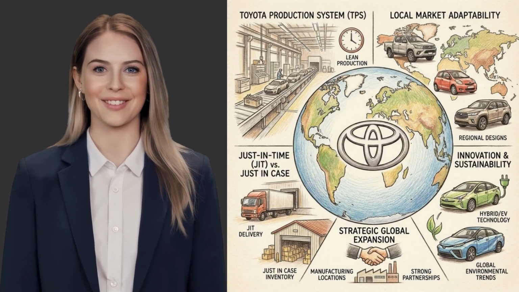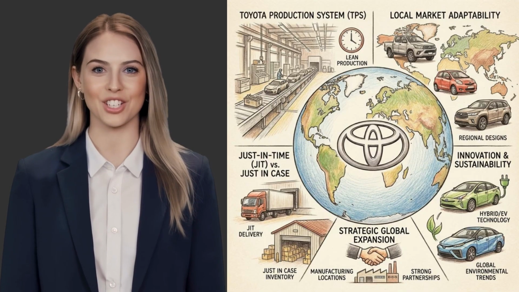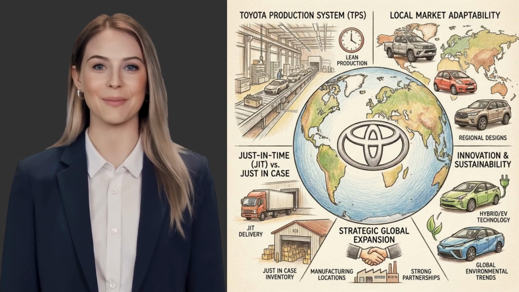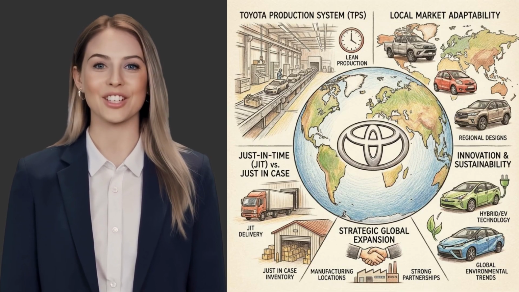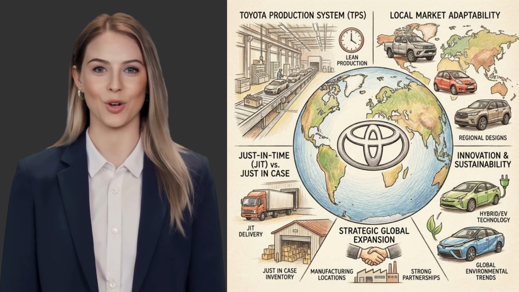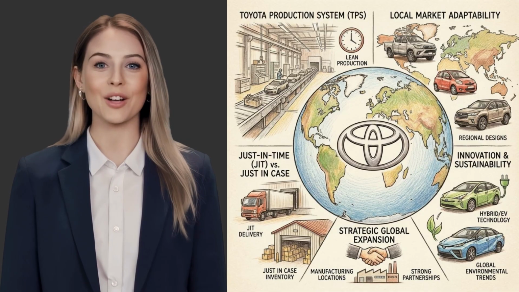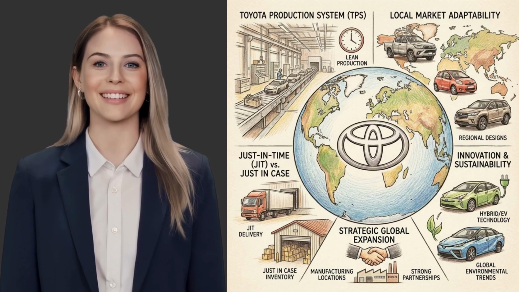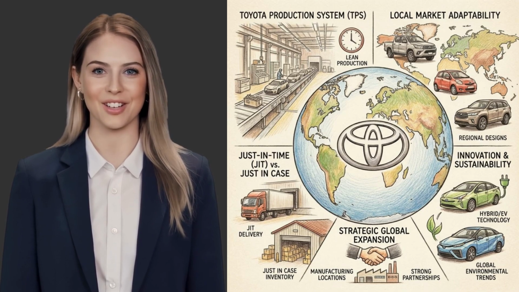To see this in action, let's look at Toyota. They utilize an innovative production strategy by implementing the Toyota Production System, TPS. In terms of logistics, they pioneered the just-in-time JIT inventory system, which serves as a counterpoint to traditional just-in-case models. Toyota also demonstrates adaptability to local markets by designing and manufacturing vehicles tailored to regional preferences.